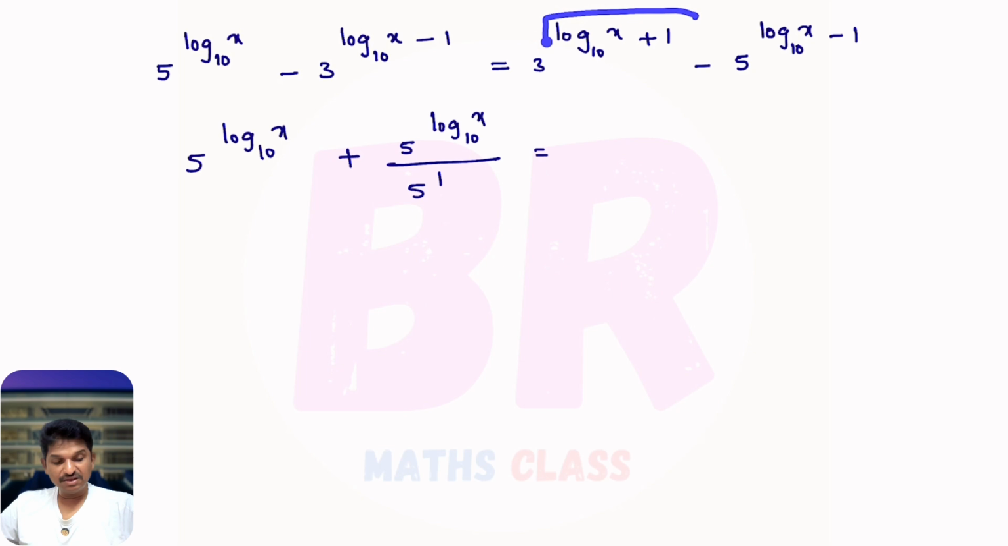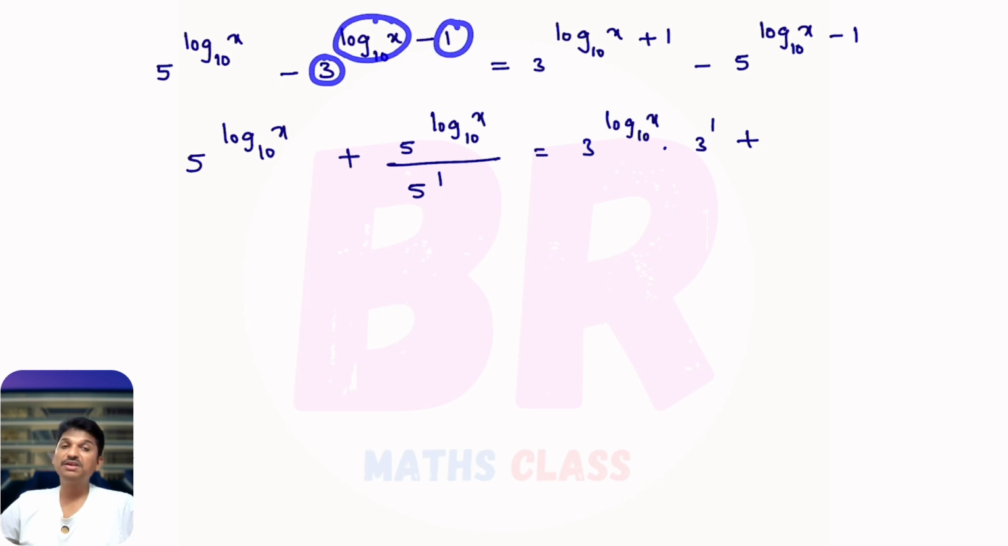You observe this is like a power m plus n, right? A power m plus n is what? A power m into a power n. So this can be written as 3 power log x base 10 into 3 power 1. Now take these things to the right hand side part, plus this is like a power m minus n. A power m minus n is a power m by a power n. So this is 3 power log x base 10 divided by 3.